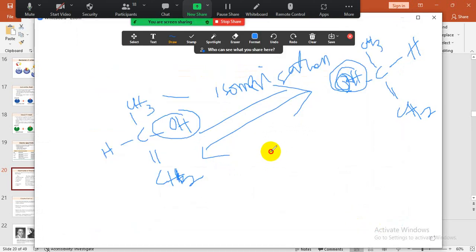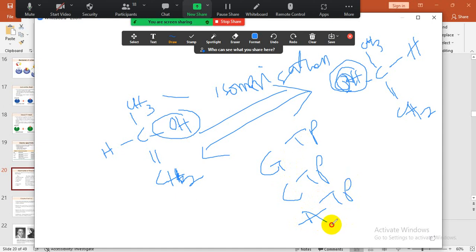So we have types of high energy phosphates. We have GTP, guanosyl triphosphate, a high energy phosphate. We have cytidine triphosphate. We have ATP, adenosine triphosphate. Then we have UTP, which is called uridyl triphosphate.